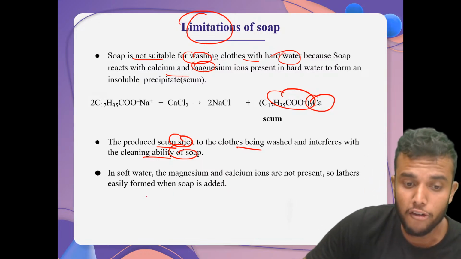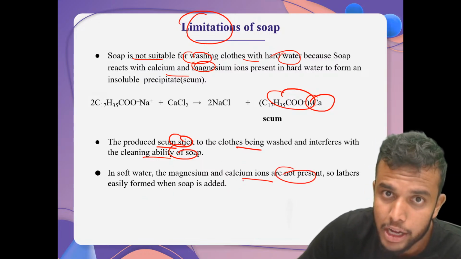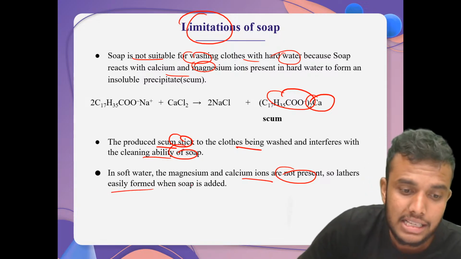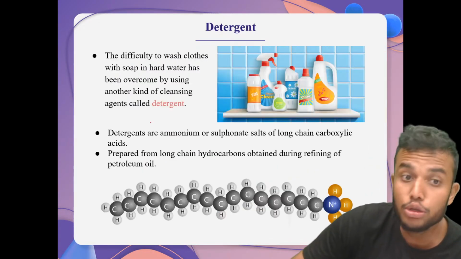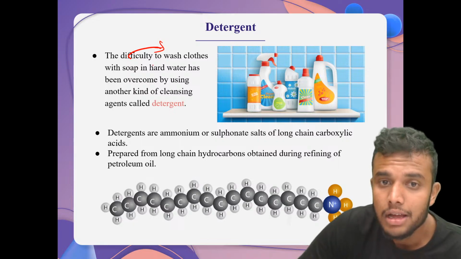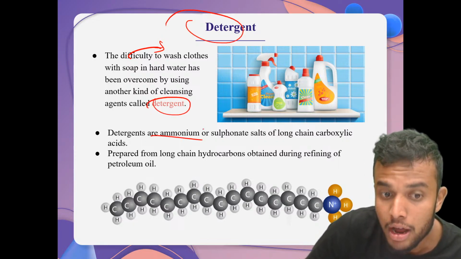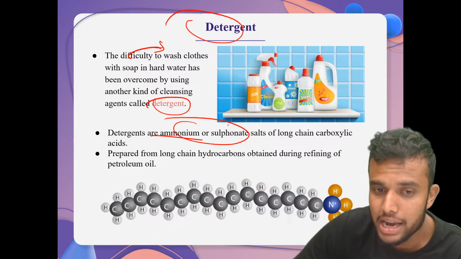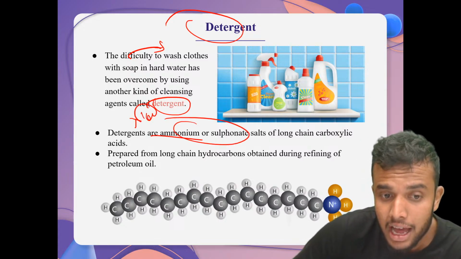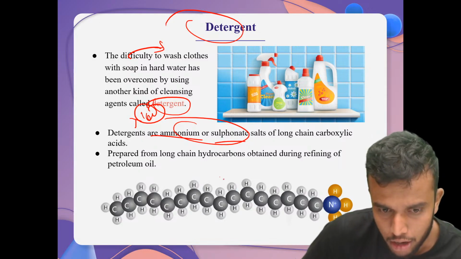Also, in soft water, magnesium and calcium ions are not present, so lather is easily formed when soap is added. Very simple. To overcome this problem, we form a detergent. Detergents are nothing but soapless soap. Detergents are ammonium or sulfate salts. On that, the sodium salt is there. This is an ammonium or sulfate salt.